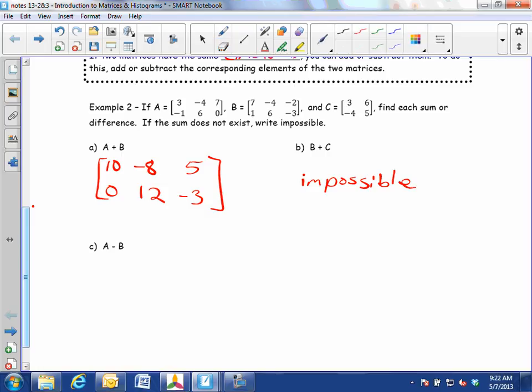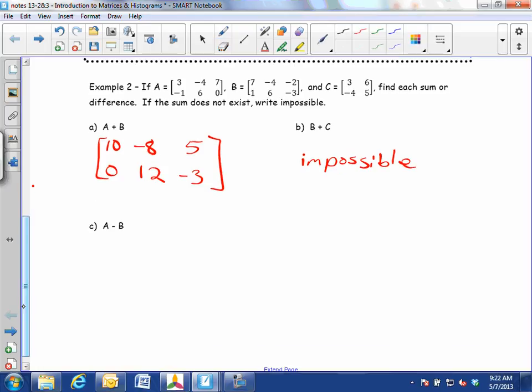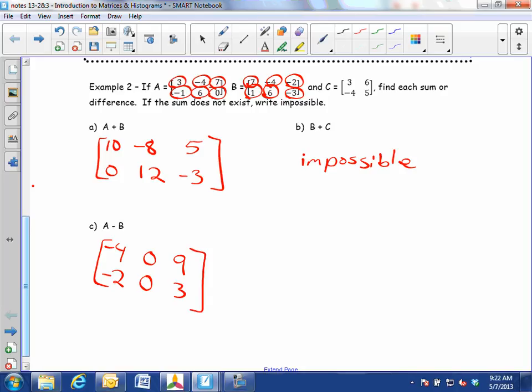Alright, and then they ask us to subtract A and B. Can we do it? Yes, we can. You're just going to take each element in A minus B. So 3 minus 7 is -4. -1 minus 1 is -2. -4 minus -4 is 0. 6 minus 6 is 0. 7 minus -2 is 9. And 0 minus -3 is 3. Just don't forget to put your brackets around things there.